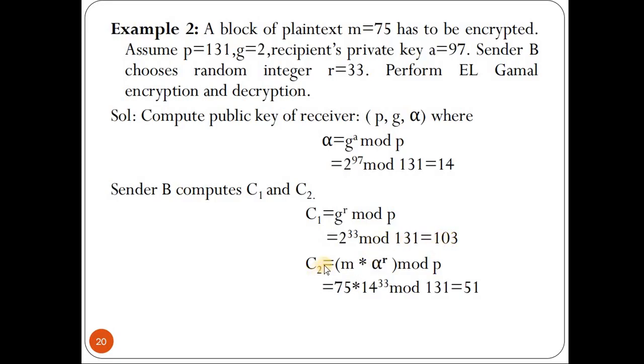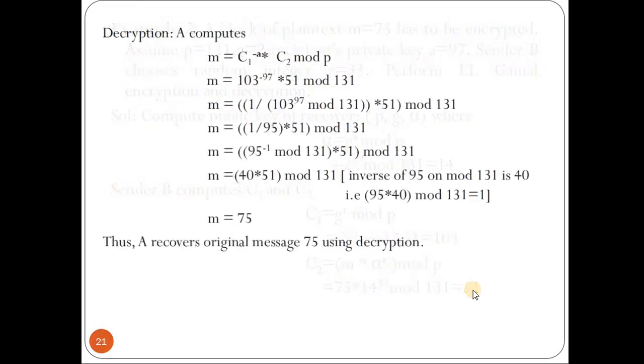Next, compute C2. C2 is the message M into A's encryption key alpha to the power R mod P. M is given as 75, and alpha is 14. So 75 into 14 to the power 33 mod 131 gives us 51. Next, the ciphertext C1 and C2 is sent to A. Now A needs to perform decryption.